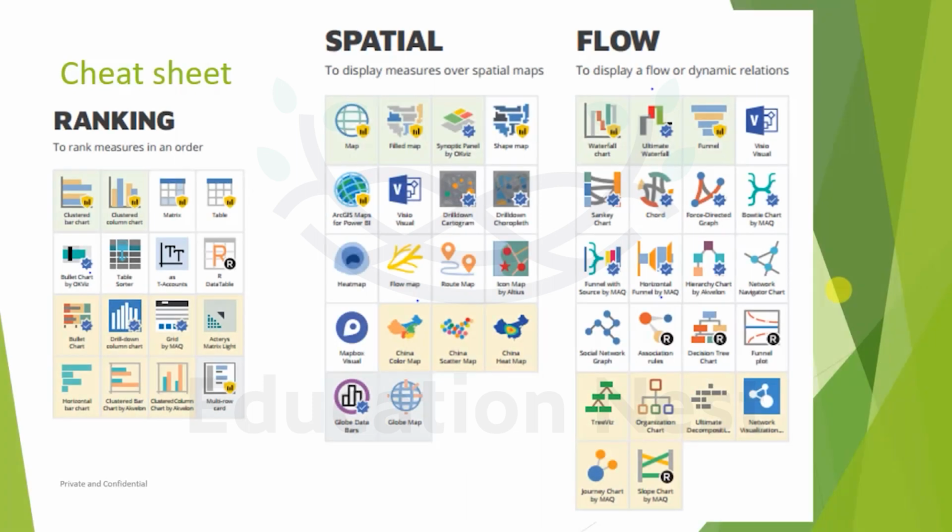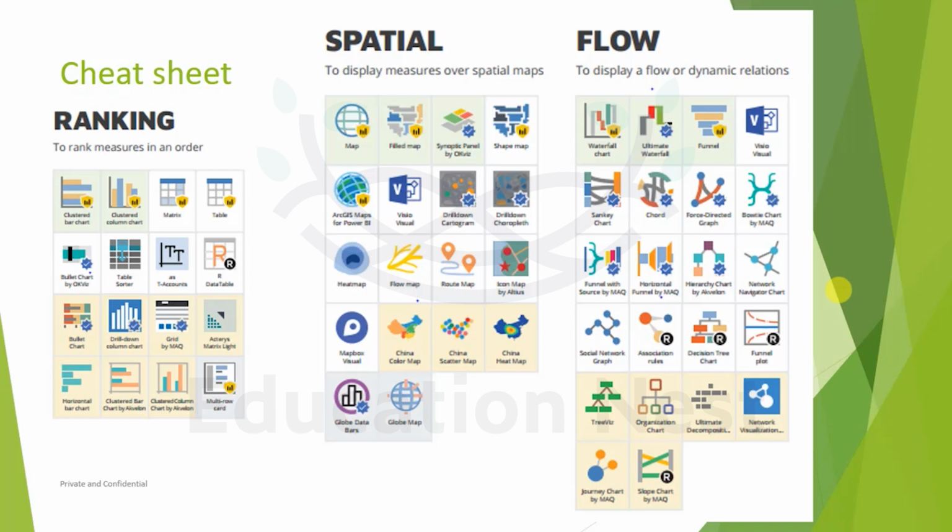Alright, we have this ranking chart, spatial chart, and flow charts. These charts help you rank measures in an order. Like you saw in the earlier charts, a few of those charts help you rank items based on some order. In a clustered bar chart, you can order it based on the particular product or in terms of the growth or height. You can rank them specifically. Matrix charts also. Basically, things which you can sort are what you can make use of over here.